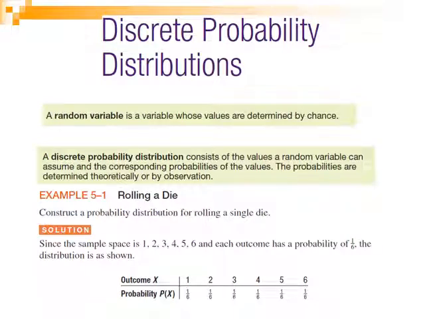Here is a new chapter with us in the course of applied statistics. This chapter title is Discrete Probability Distributions. As the title refers, we have three words: discrete, probability, and distributions.